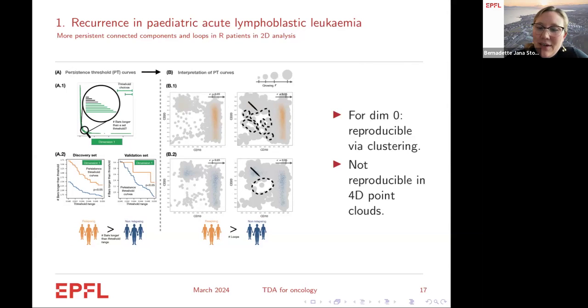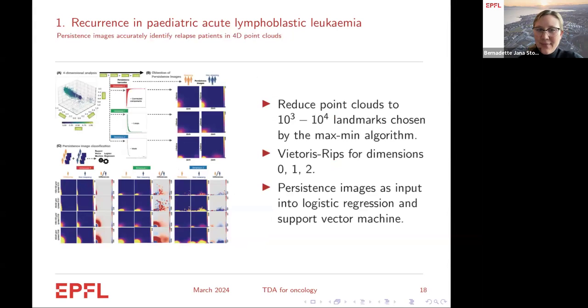Now, for dimension 0, what is often done by clinicians is they use a type of clustering. So we were able to reproduce these results, which are typically done on the full data set for these selected dimensions. What was interesting is when we applied this to the full 4D point cloud, these persistence threshold curves did not help us to distinguish relapsing from non-relapsing patients. So we found that very interesting that in the 2D case, the simple summary statistics such as these curves will help you distinguish, but not necessarily if you add in the full information from the 4D point clouds. Now, we still wanted to go into the full 4D analysis.